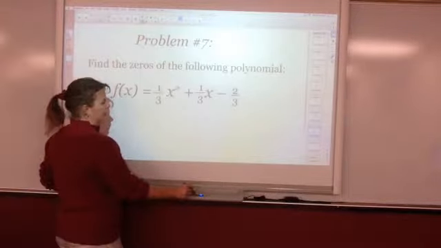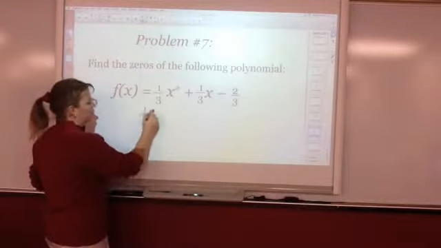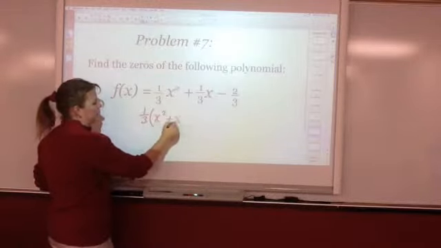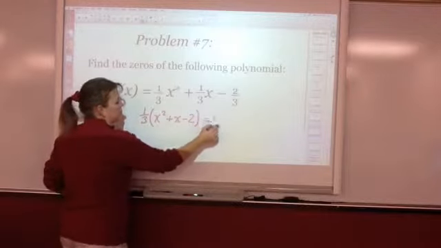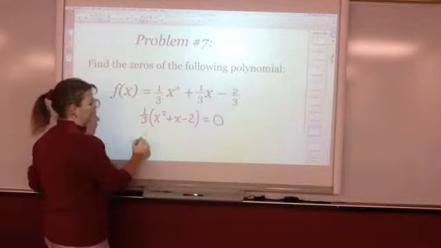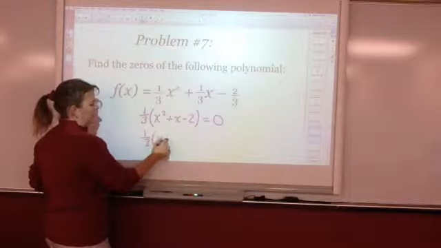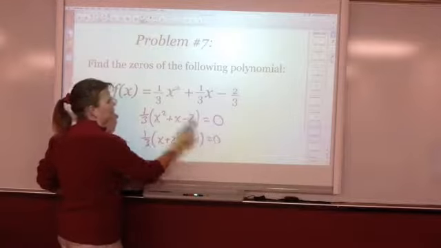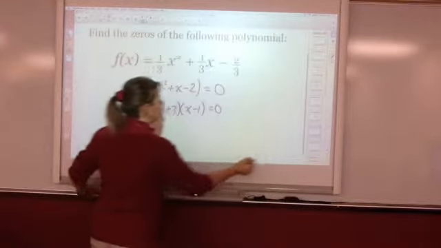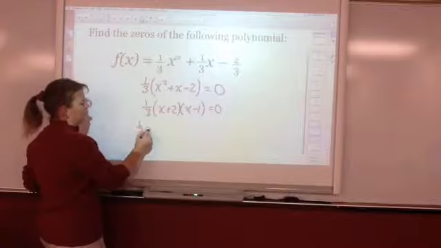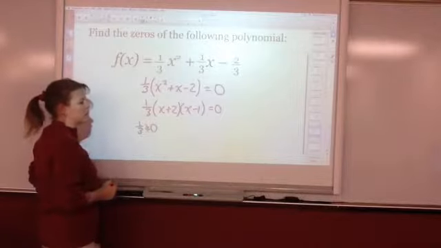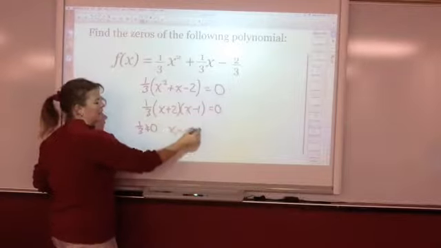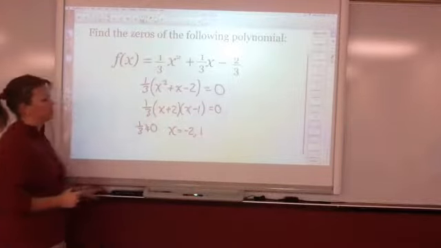Common factor in this one is 1/3. Take out a 1/3, you're left with x squared plus x minus 2 equals 0. This is factorable. 1/3 times x plus 2, x minus 1 equals 0. Should have 2 zeros. You can't set 1/3 equal to 0 because 1/3 will never equal 0. This x you get as a negative 2. That x you get as a positive 1 for your two factors.